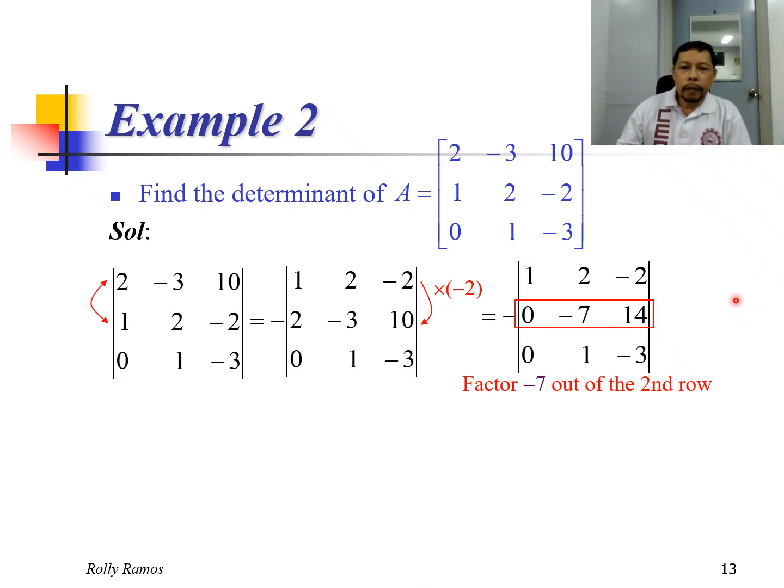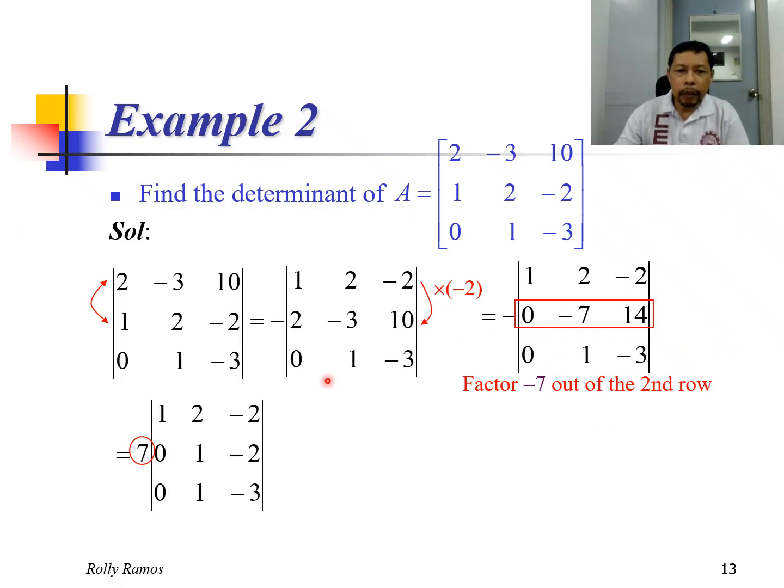Okay, then we could also factor out a common factor of any row. So in this case, row 2 has a common factor. If we factor out -7, -7 times -1 will give us 7, and it will not change the value of the determinant. So row 2 will now become 0, 1, -2.